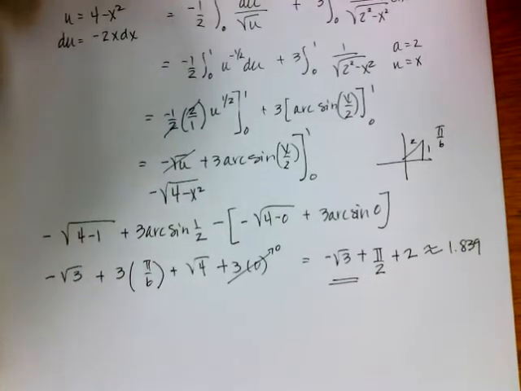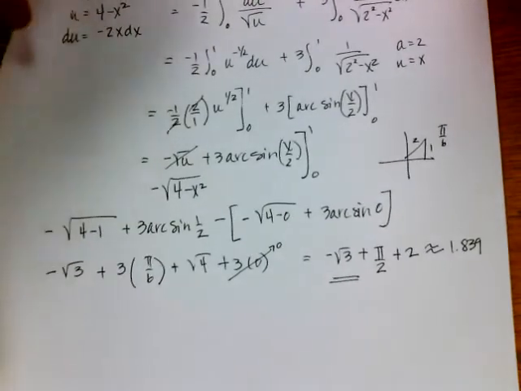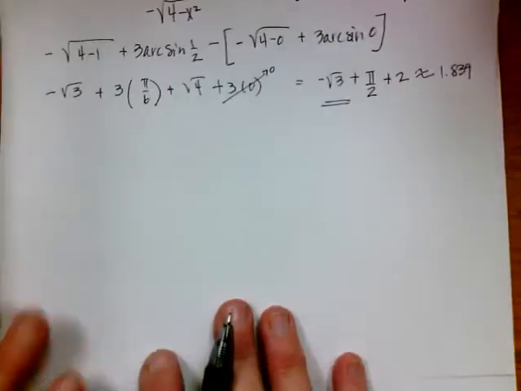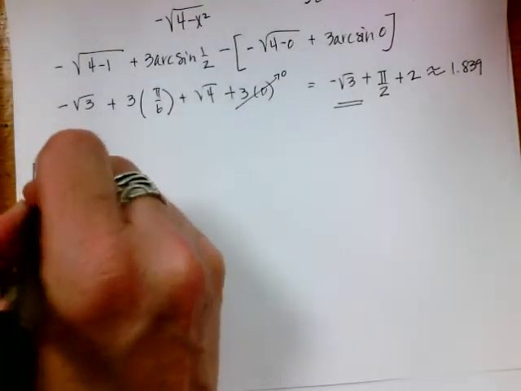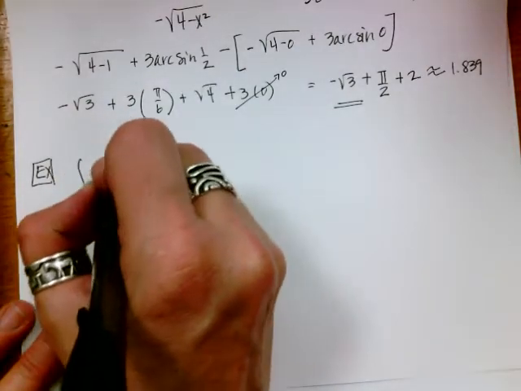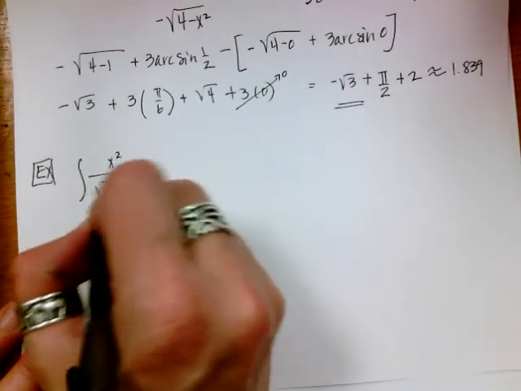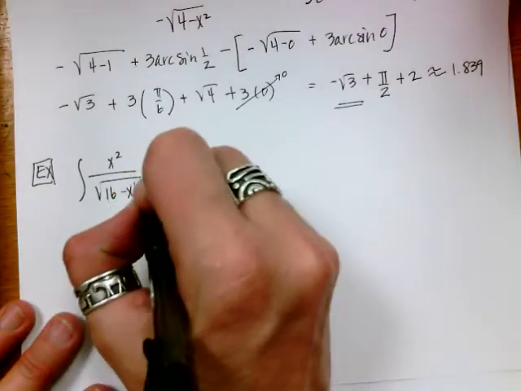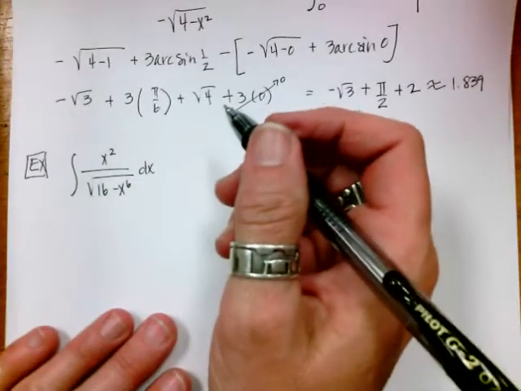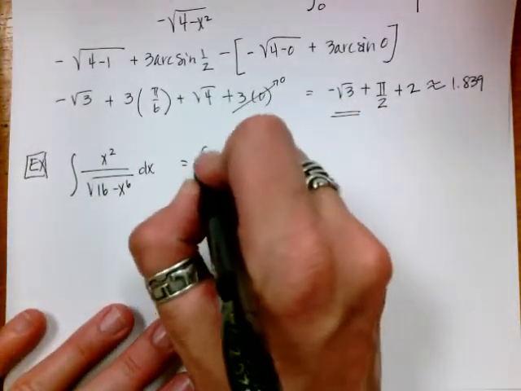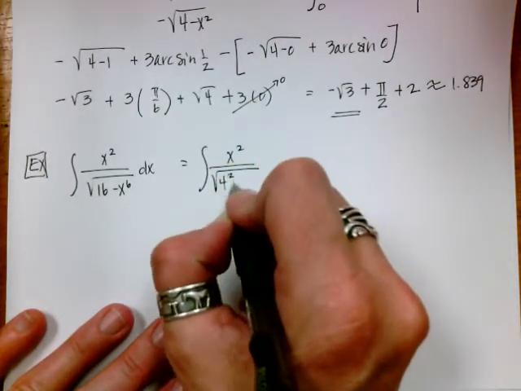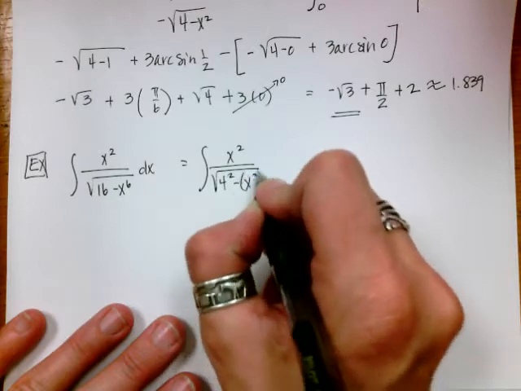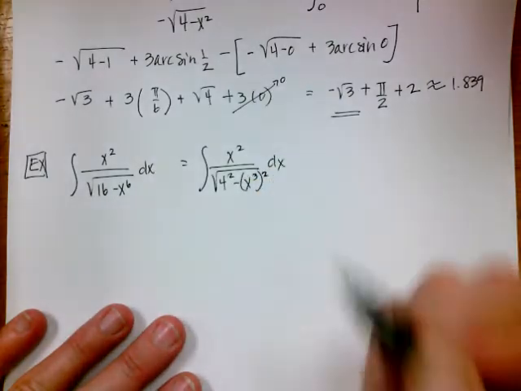All right, so my next example, if I can move my paper up a little bit, is going to be a slightly different case. I'm just doing lots of different possibilities. So if I had x squared over the square root of 16 minus x to the 6 dx, well, if I think about this one, here's the x squared. I could rewrite this as the square root of 4 squared minus x to the third squared, then dx.